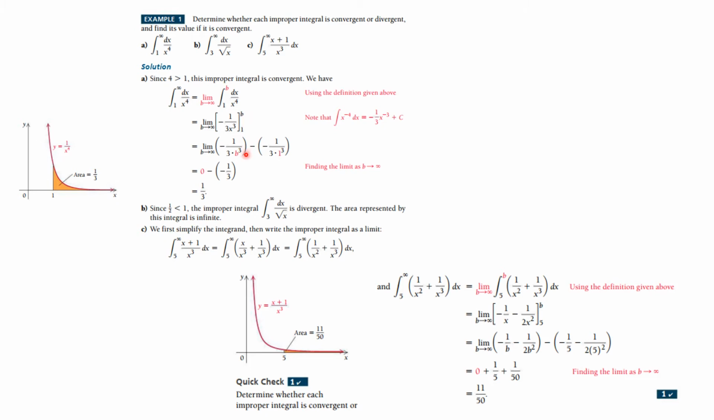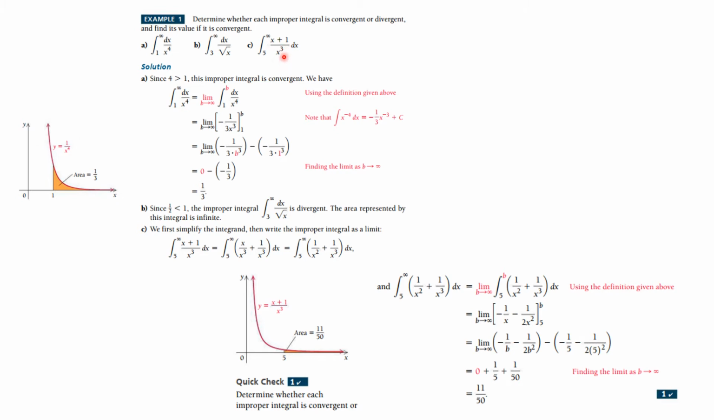Then we use the fundamental theorem of calculus, plugging in b and plugging in 1, and we do the calculation. This limit here, as b goes to infinity, is going to be 0. Here's a minus, so the answer is this area is going to be 1/3. It is convergent.